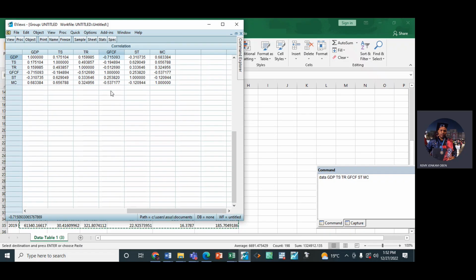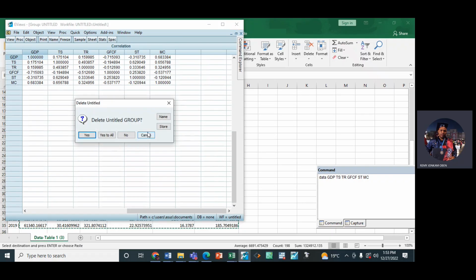Now, there is a way you can get these correlation matrices without including the GDP, without including the dependent variable. You know, for multicollinearity, we don't care about the dependent variable. So this is the way I showed you before. Let me show you now a way you can get the correlation matrix without including the dependent variable. Oh, what am I doing?